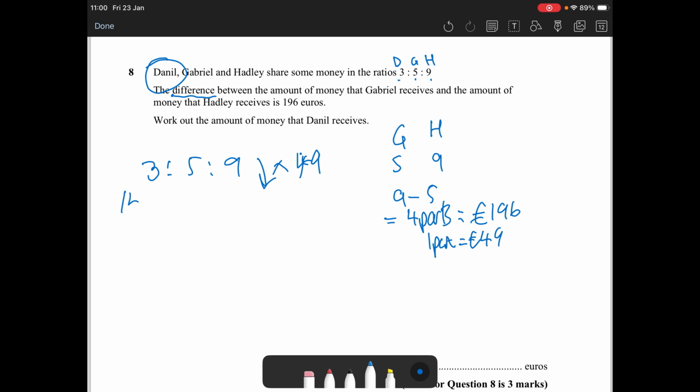I haven't really even read the rest of the question yet, but the examiner likes to see this working, I'm sure, will be useful. 3, 5, and 9 times 49. So that's how much each person gets: Daniel, Gabriel, and Hadley. You can check if you're doing it right. You take away Hadley and Gabriel's amounts. That should equal 196. If it doesn't, in your exam, work out where you went wrong.